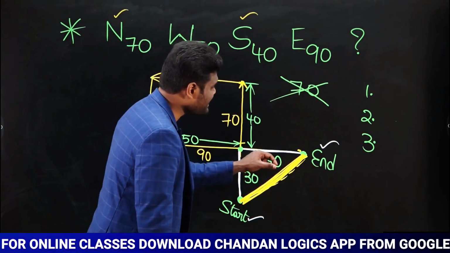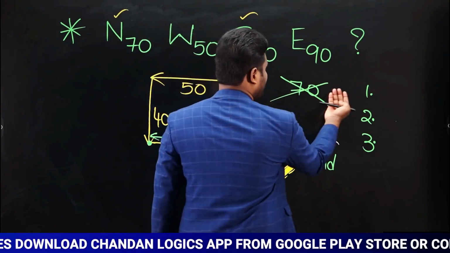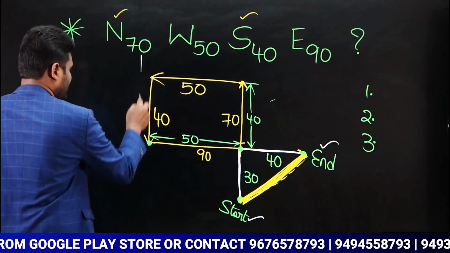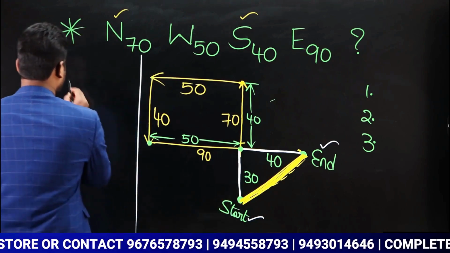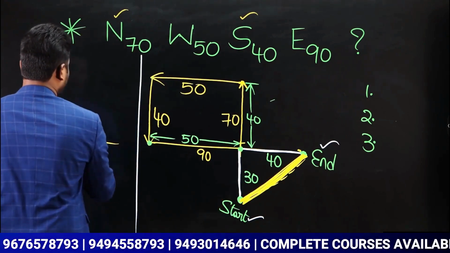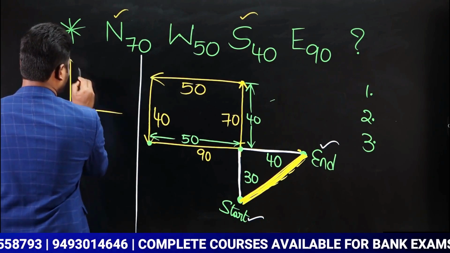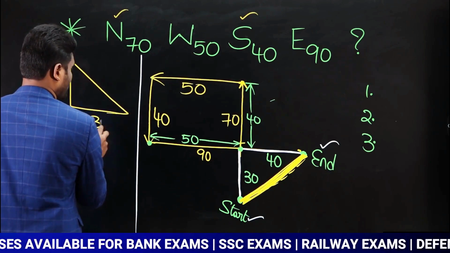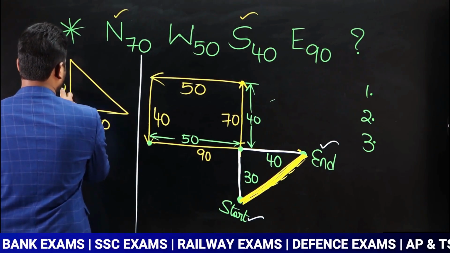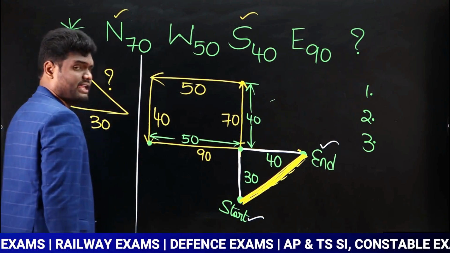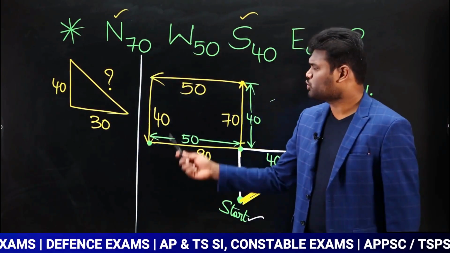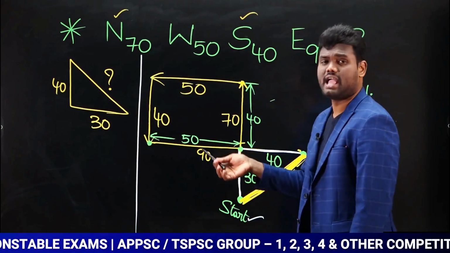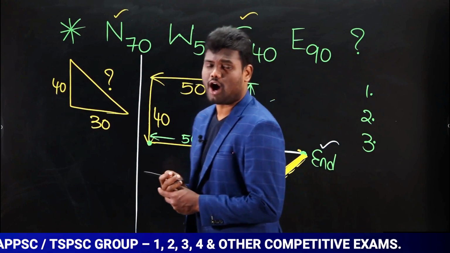Now if you observe, this is a right angle triangle. Yes or no? As this is a right angle triangle, in a right angle triangle, already we know two sides. Yes or no? One side is going to be 30. Another side is going to be 40. Now I need to know what is this side. In a right angle triangle, I know two sides. One side is 30. Another side is 40. I need to know the third side. Now you know how to calculate this.